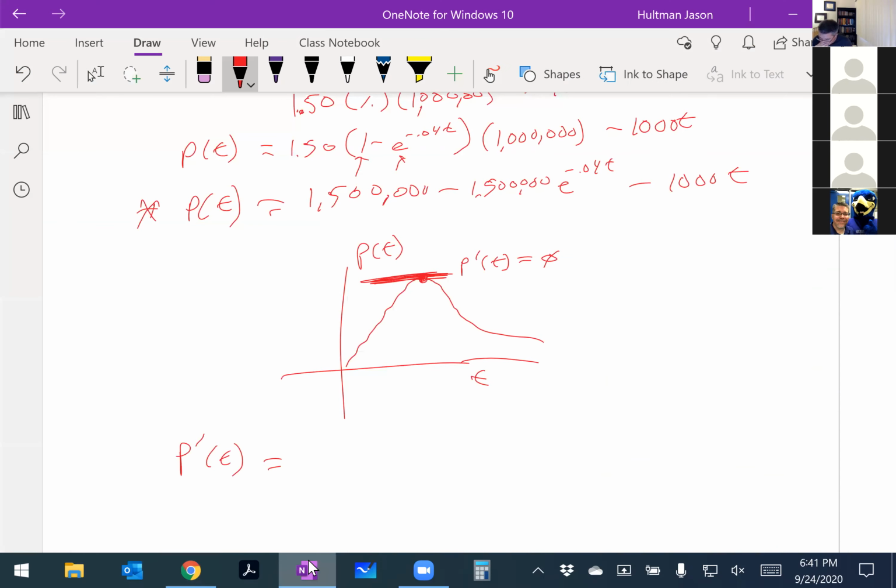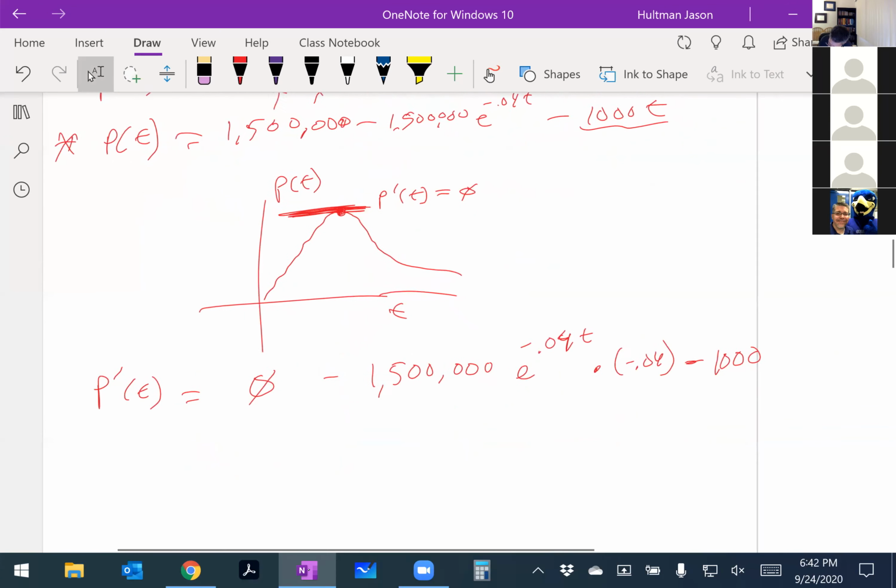Okay, let's go back here and find the derivative, shall we? So P prime of t. What's the derivative of the first value here? It's just 0. Then minus 1,500,000 times e to the 0.04t times the derivative of the power, which is negative 0.04, minus the derivative of 1,000t, which is just 1,000. So that's the derivative.